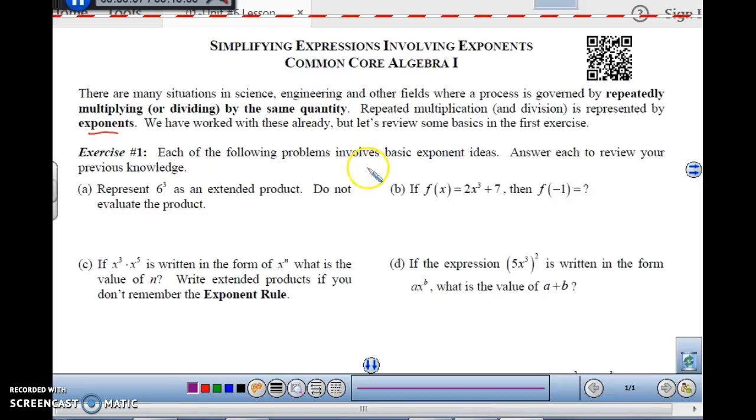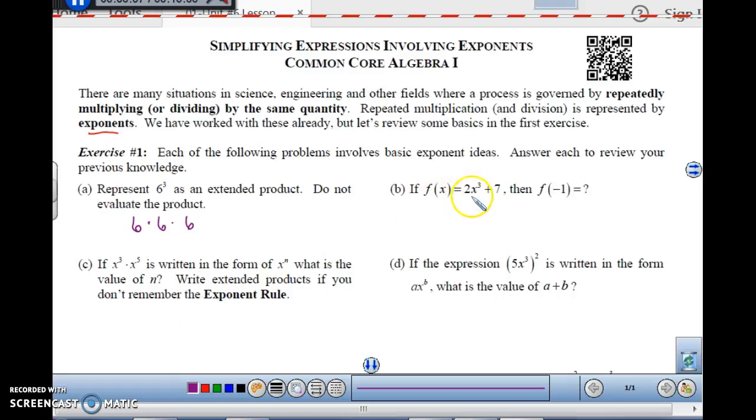So each of the following problems involves basic exponent ideas. Answer each to review your previous knowledge. All right, represent 6 cubed as an extended product. Do not evaluate the product. What does 6 cubed actually mean? Well, the exponent means to multiply the 6 3 times. So this actually means 6 times 6 times 6, which is 216 if you want to work that out. But it just means to multiply 6 3 times.